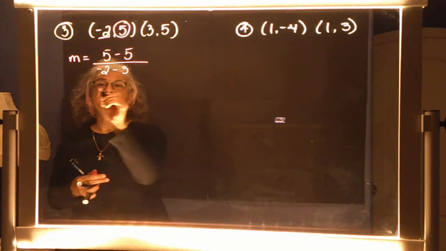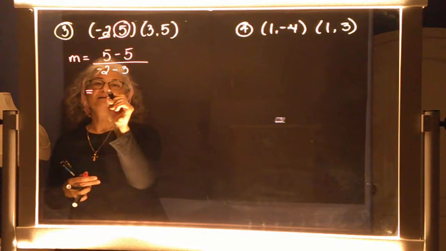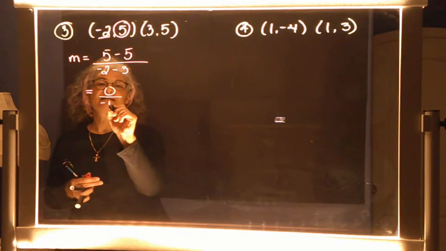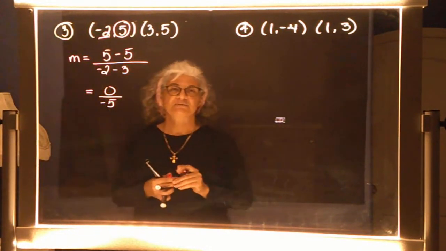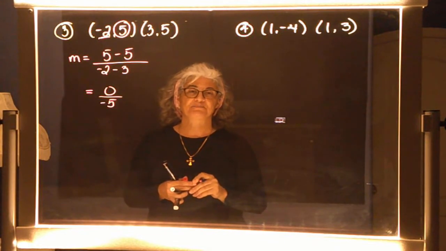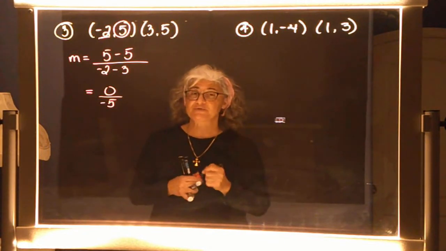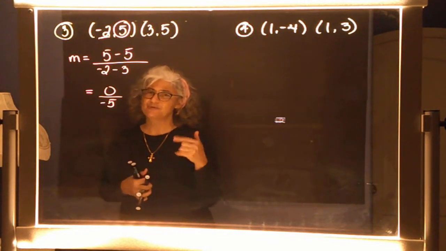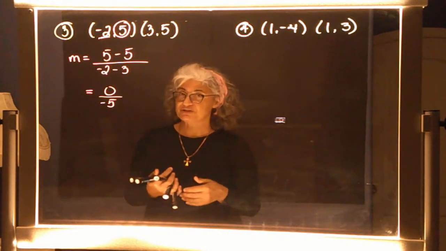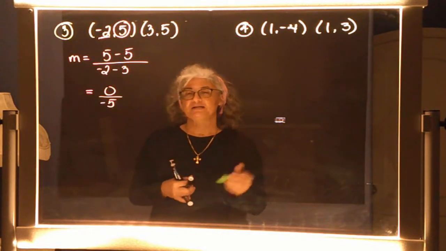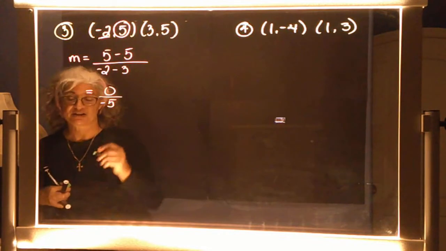Okay, which means I am going to get 0 over negative 5. So what's 0 divided by negative 5? All right, so I'm hearing some of you say 0, but then I'm hearing some of you say undefined. And some of you aren't sure which one this is. So let me sidetrack you a second, shall I?